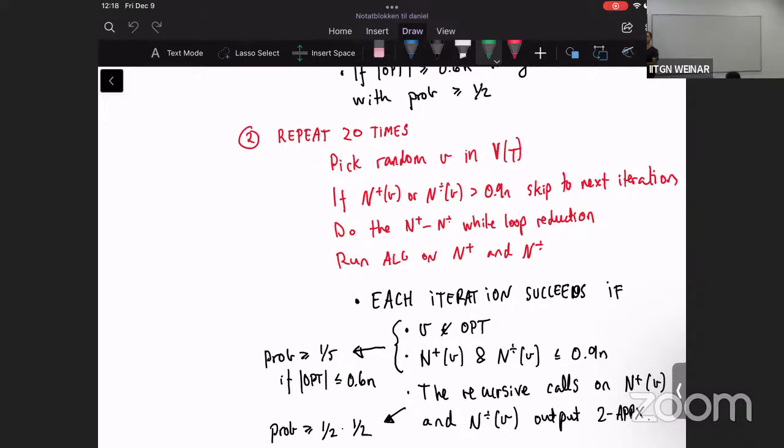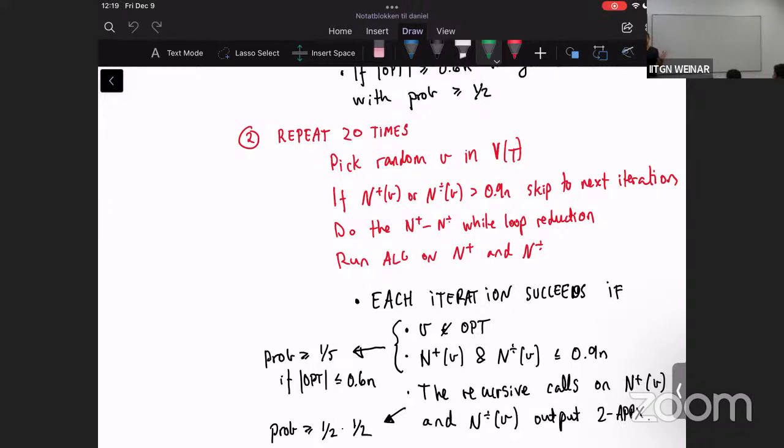Right? Edge in the wrong direction, pick one of the vertices, decrease their weights. And then when the while loop ends, you run the algorithm on n plus and n minus, combine the 2 solutions. And you do it 20 times, so you're going to get 20 solutions, keep the best solution. That's the algorithm.